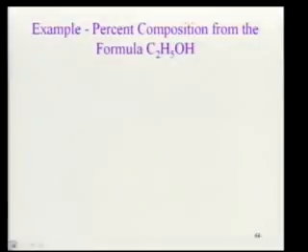C2H5OH. Some of you may be quite familiar with this particular compound. I'm not judging anyone. I'm just saying some of you might be familiar with it. Anybody know what that is?